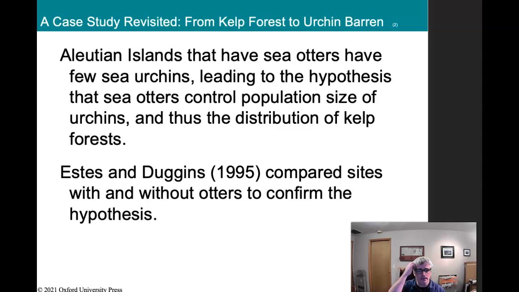So the Aleutian Islands that have sea otters have had few urchins, leading to this idea that sea otters control the population of sea urchins, thus the distribution of kelp. And so Estes and Duggins looked at this by comparing sites with and without otters to confirm this hypothesis. Jim Estes is at Hopkins Marine Station, and Duggins, like I said, was out at Friday Harbor Labs for a long time.